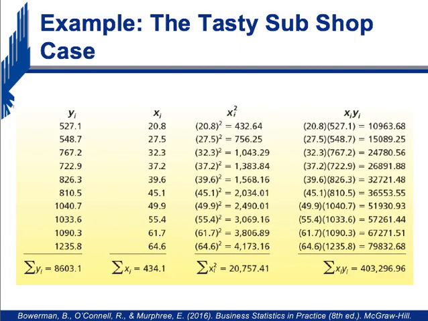In this example, we have the data set for the Tasty Sub Shop case. We have here the values for y and the values for x. In order to come up with the least squares line, we need to solve for the following. Here is a column for the squares of the values of x, and another column for the product of x and y. And here are their summations: the sum of the values for y, the sum of the values for x, the sum of the squares of x, and the sum of the products of x and y.